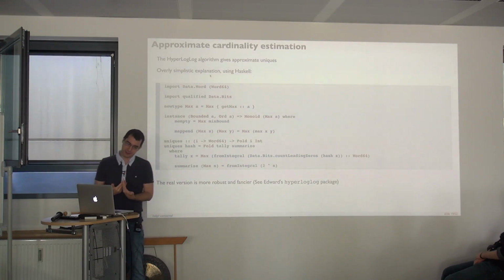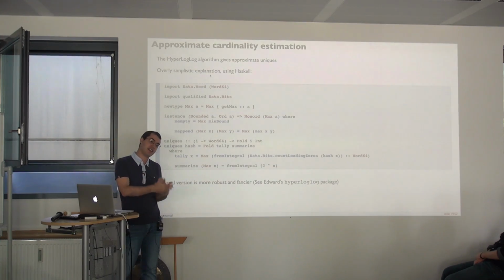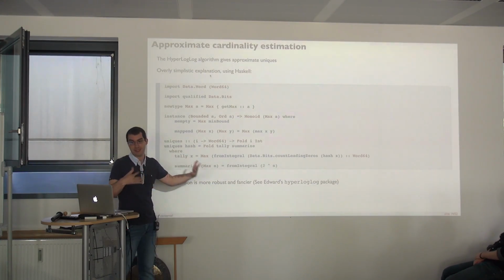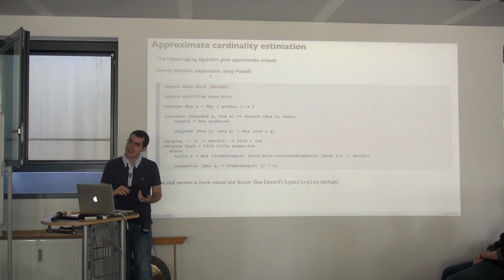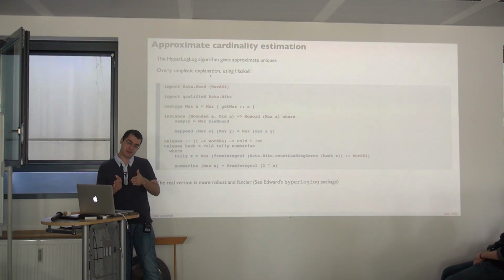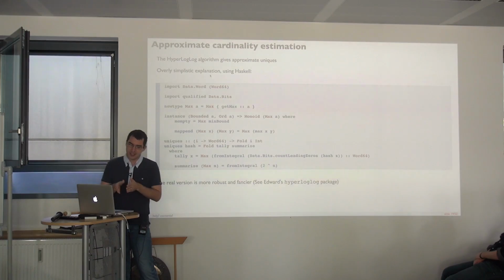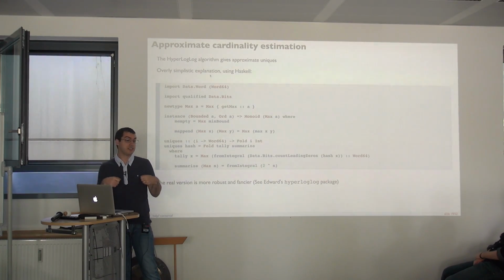So the way the simple version works is that we hash every element to a sequence of bits. In this case, I'm going to hash them to 64 bits, just for simplicity. And then what we do is we see what's the longest consecutive prefix of zeros in all those elements. And the reason we care about that is that longer prefixes are going to be increasingly rare.